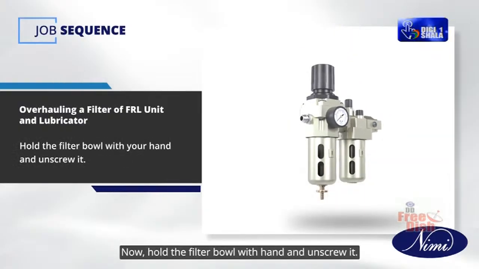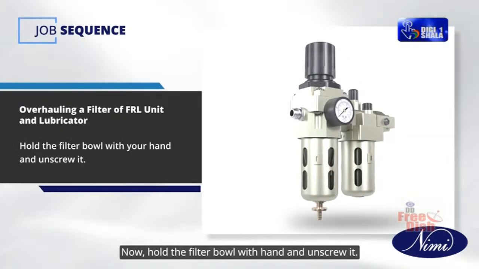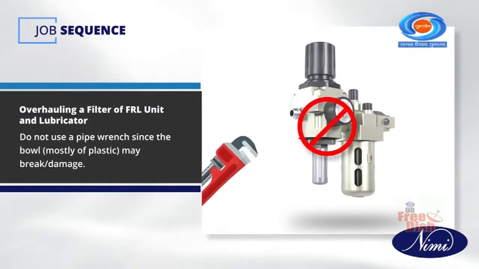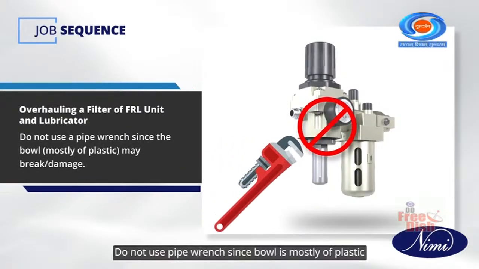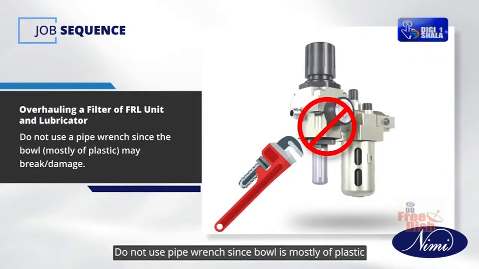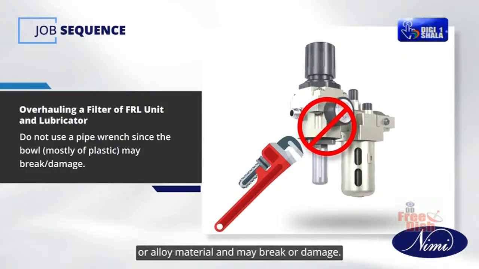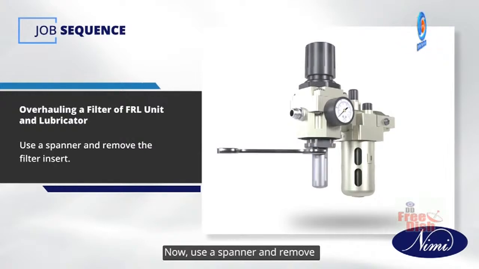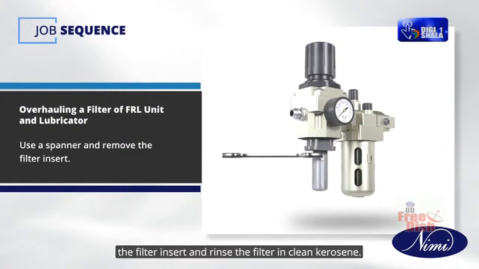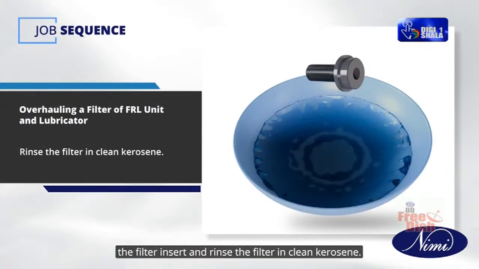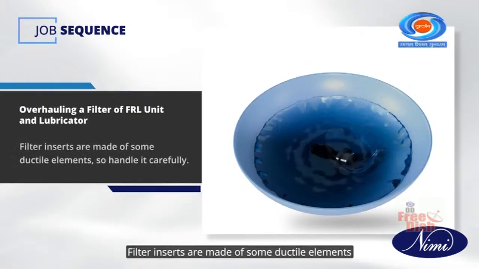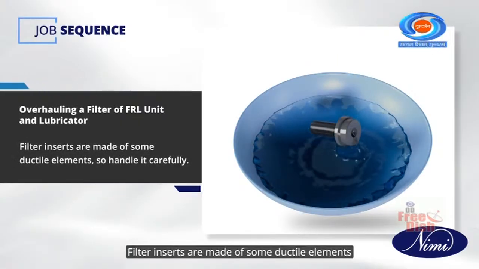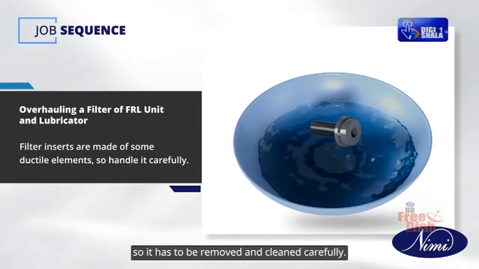Now, hold the filter bowl with hand and unscrew it. Do not use pipe wrench since bowl is mostly of plastic or alloy material and may break or damage. Now, use a spanner and remove the filter insert and rinse the filter in clean kerosene. Filter inserts are made of some ductile elements, so it has to be removed and cleaned carefully.